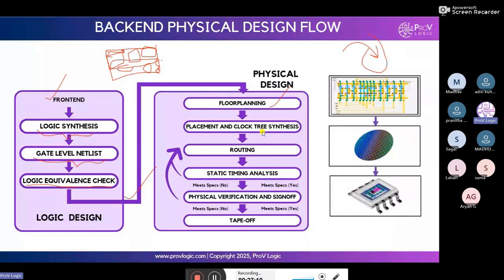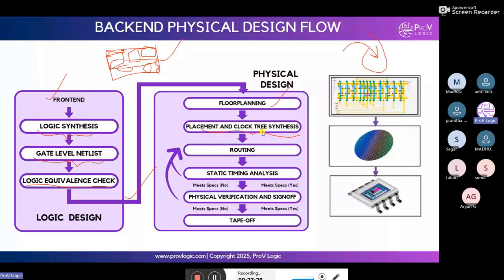So that's the floor plan, placement and clock tree analysis. That means which component should be placed in which place. So that is what placement. Clock tree analysis in the sense making the clock connections for synchronization between all the circuits.